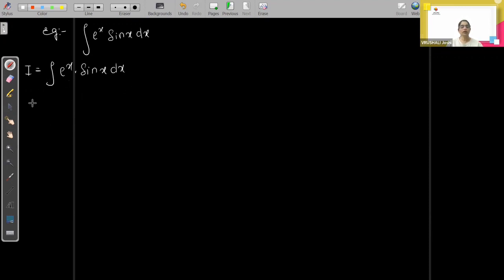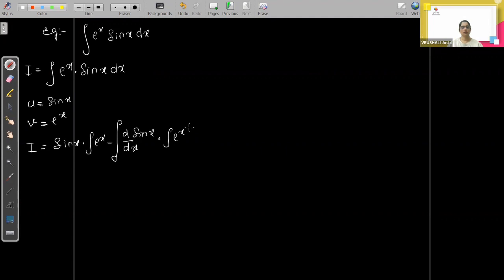We know that our u is equal to sin x and v is equal to e to the power x. So how will the answer come then? If you integrate this, I is equal to the first function as it is into the integration of the second function, minus the whole integration of the derivative of the first function into the integration of the second function, the whole dx. Correct?